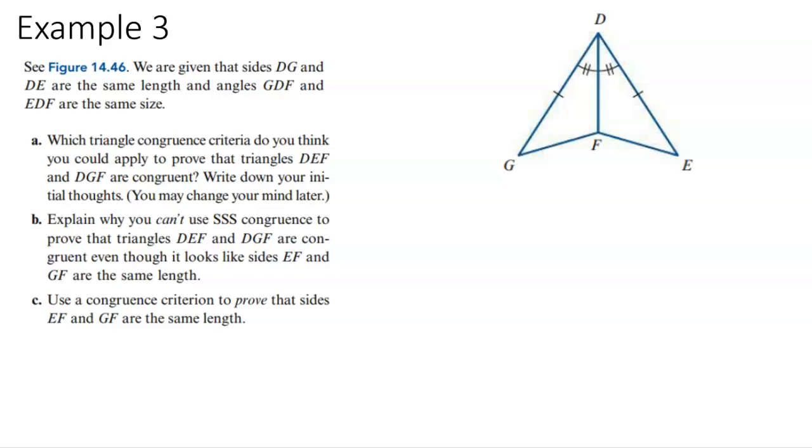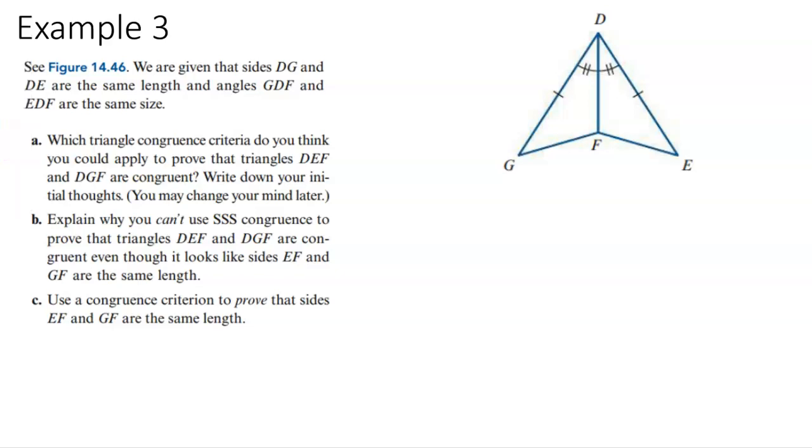All right, we're back in congruence 14.3, and we're going to look at an example here. So we're given that sides DG and DE are the same length. That's what that one notch means. And angles GDF and EDF are the same size. That's what those two notches mean. Which triangle congruence criterion do you think could apply to prove that triangles DEF and DGF are congruent?